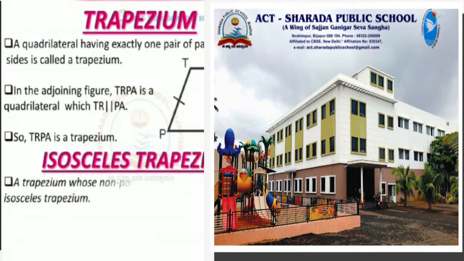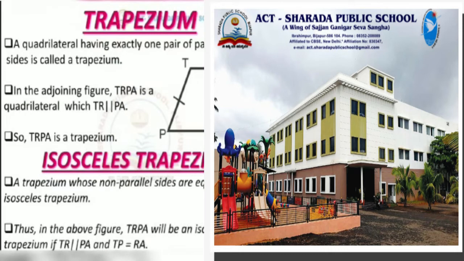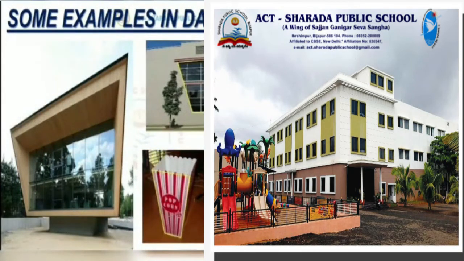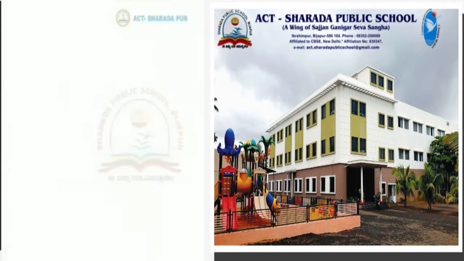Isosceles trapezium. A trapezium whose non-parallel sides are equal is called an isosceles trapezium. In the above figure, TRPA will be an isosceles trapezium if TR is parallel to PA and TP is equal to RA. Some examples of trapezium which are used in our daily life are building, window, popcorn box, table, and so on.